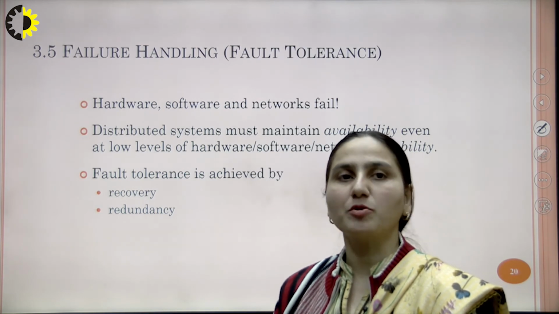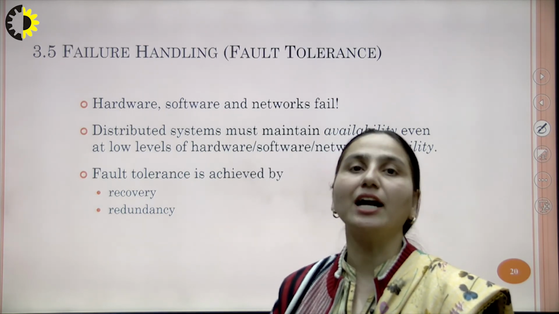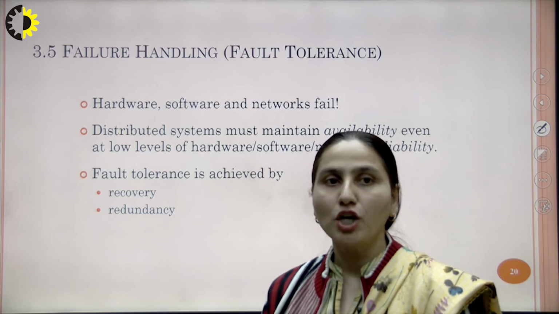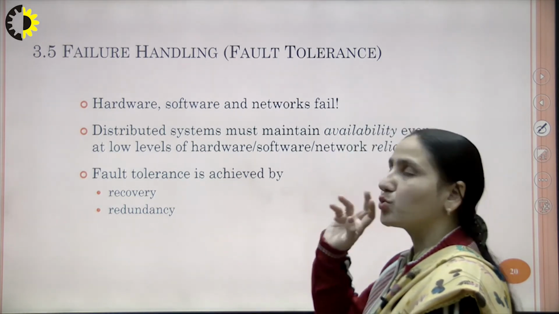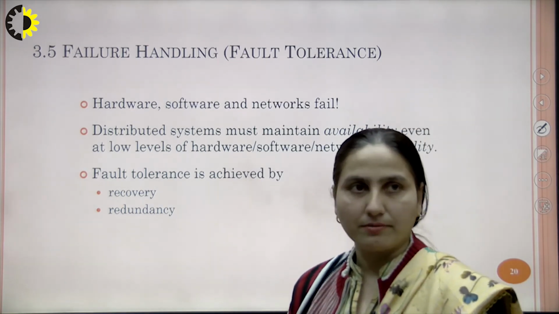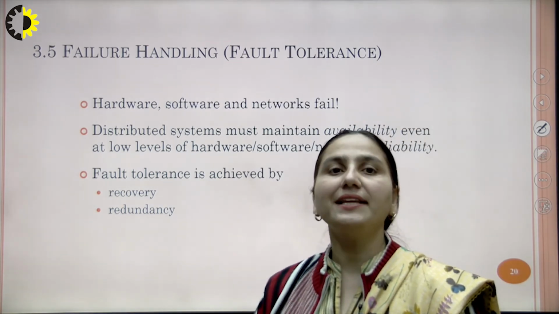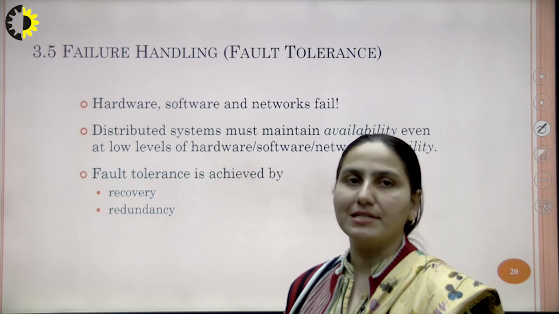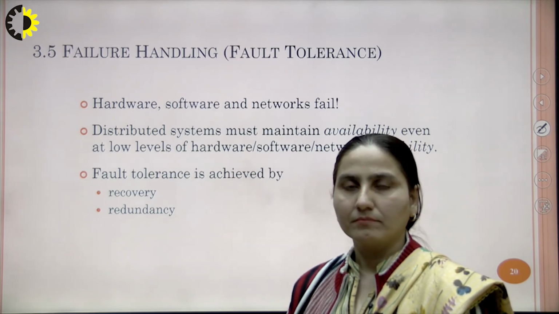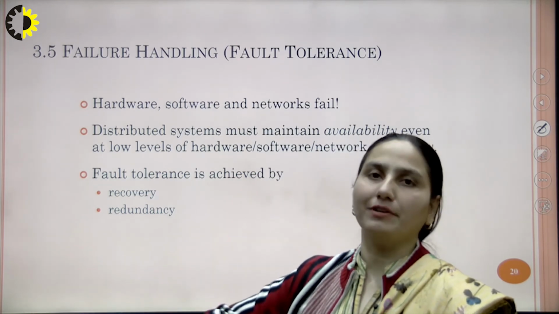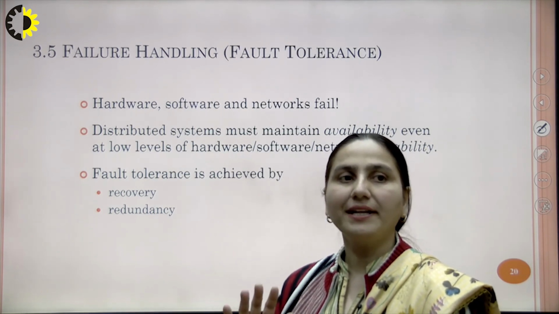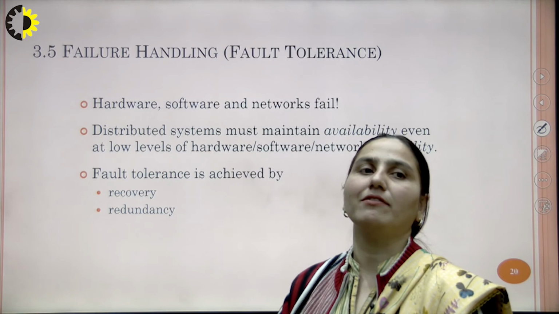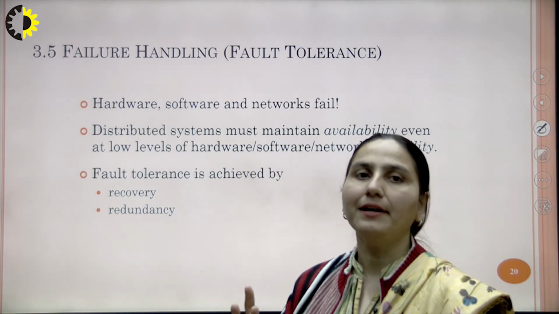A distributed system must maintain availability even at low levels of hardware, software, and network reliability. As I told you, availability is one of the most important features. So it should maintain availability even at the low levels. We have the data and the data is not available to us, so that data is of no use to us. So it should maintain availability at all levels of hardware, software and network.